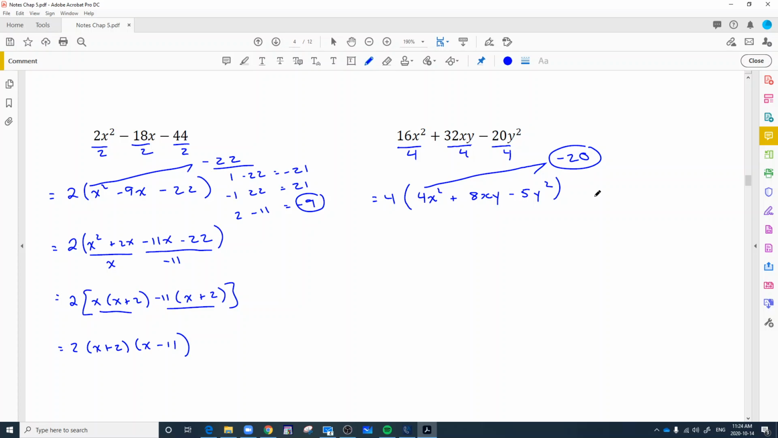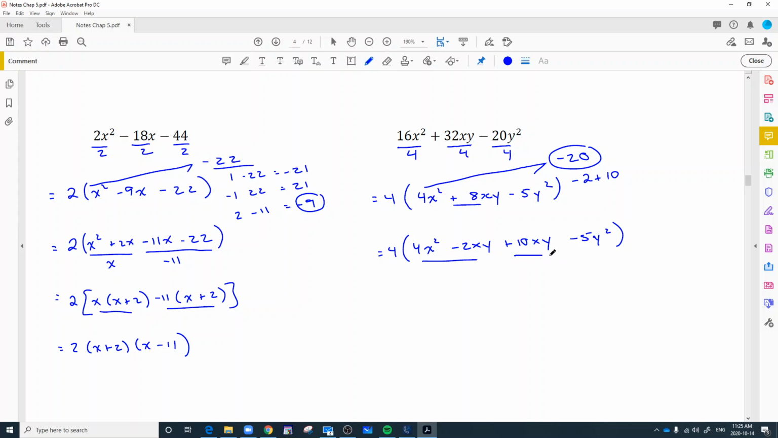Now maybe I've stopped listing them all. Maybe I'm thinking in my head 20 and 1 are never going to make an 8. So maybe I jump to 2 and 10. And then maybe I think about it. It has to come out positive. So my bigger number has to be positive. And so I'm going to take that pair of numbers and I'm going to decompose. I've got 4x squared minus 2xy plus 10xy minus 5y squared.